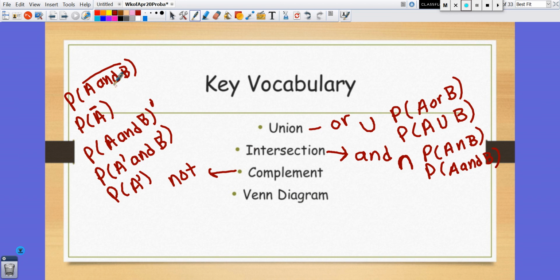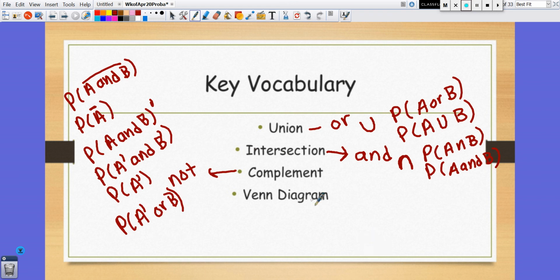And of course, these ands can be ors, or any of these symbols. You just put the little apostrophe, and if they want one and not the other, then they'll put the apostrophe on not one but the other. For an example, not A or, but we want the regular probability for B.